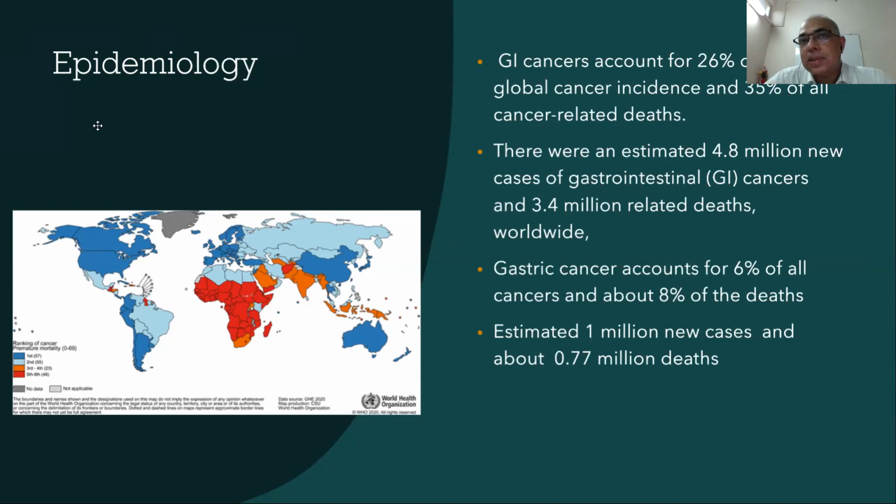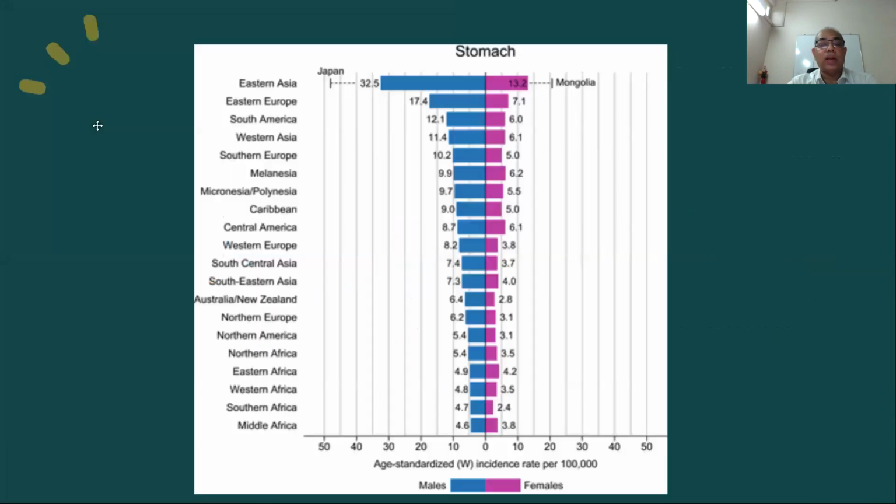Interestingly, in 2016, there was a Lancet publication doing a verbal autopsy on patients of all the mortality related to cancers in India. They looked at various places and did this verbal autopsy, and gastric cancer was the number 2 cause of death in Indians with any malignancy. So there's an estimated 1 million new cases and about 0.77 million deaths. This is all worldwide.